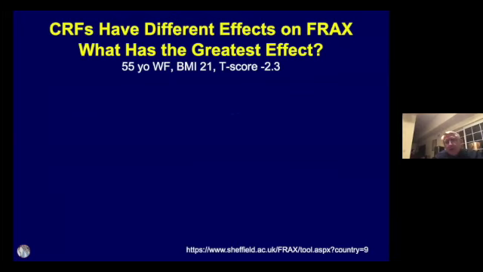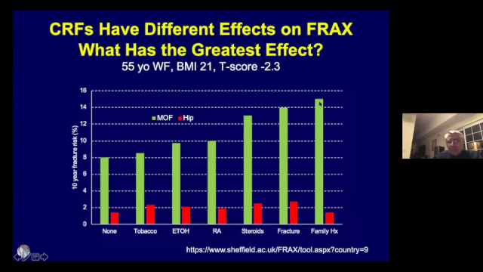And I think we all appreciate that clinical risk factors have differential effects on FRAX, but which one has the greatest effect? I think we would guess that it would be fracture, and it's not. So this is a 55-year-old, BMI as you see, T-score as you see, and then checking each individual box. The one that has the biggest impact on MOF is a paternal or maternal history of hip fracture.